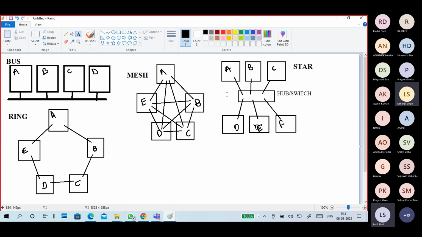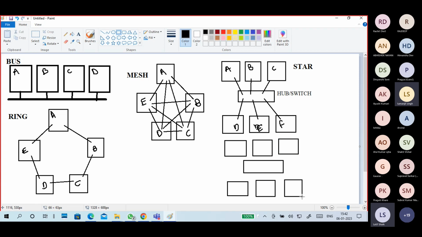What is scalability? Think like this. I have multiple devices that need to be connected in a network. For example, in my office I have 50 computers, maybe 100 computers. A switch or hub has a limited number of ports. For example, take a 24-port switch: 24 connections you can make. But I have 50 or 100 computers. So how do we connect those? We connect like this, and next we connect like this.